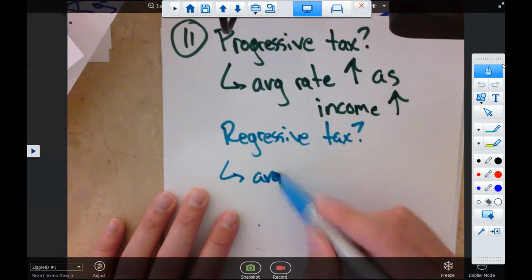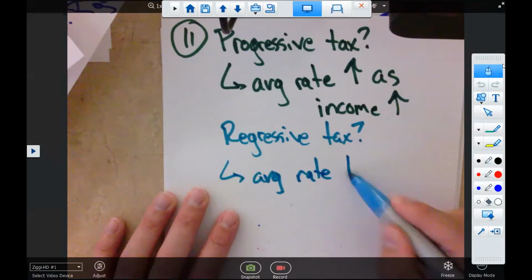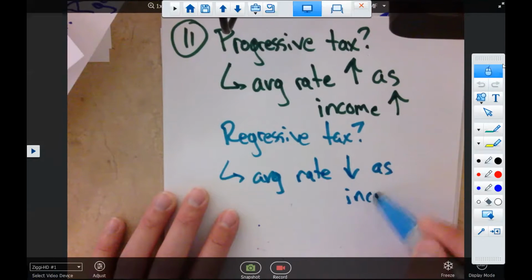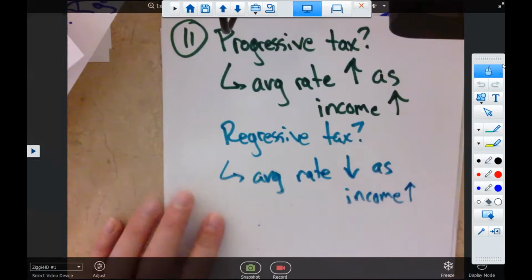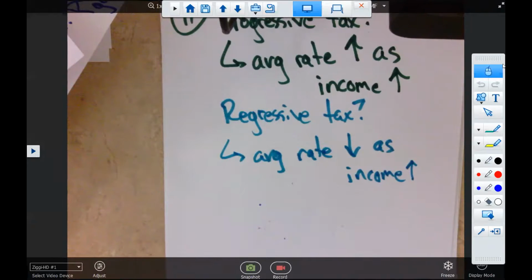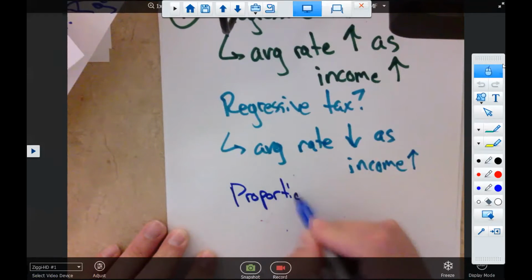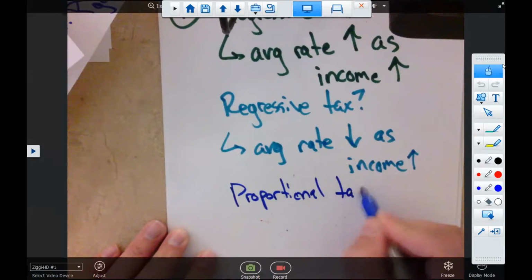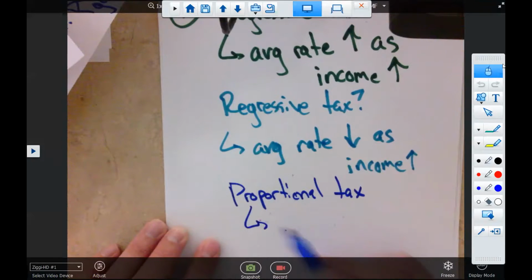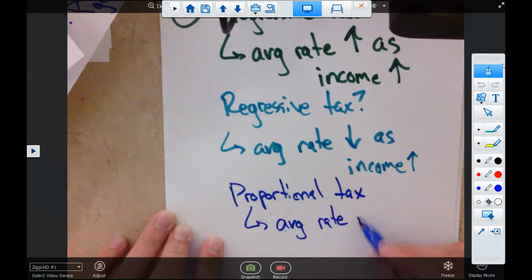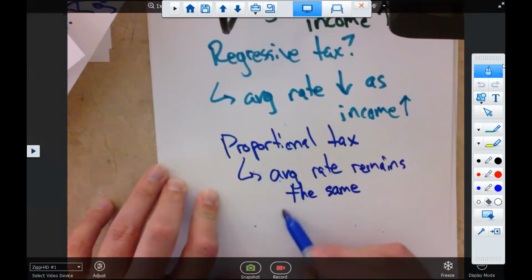That's one where the average rate decreases as your income increases. And then right in the middle, you guessed it, a proportional tax or a flat tax is one whose average rate remains the same regardless of income.